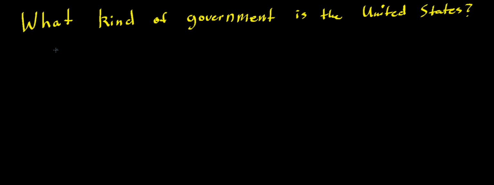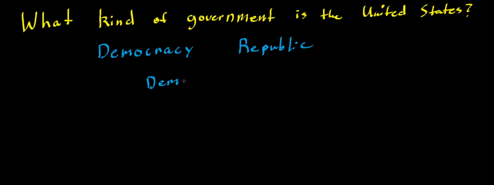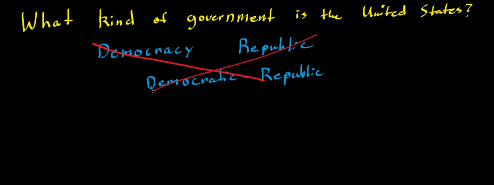If I were to ask you what kind of government is the United States, a few different answers might come into your mind. So you might say that the United States is a democracy. You might instead say that it is a republic. And you might even go as far as to say that the United States is a democratic republic. And while these are all good answers, they are all also incorrect.